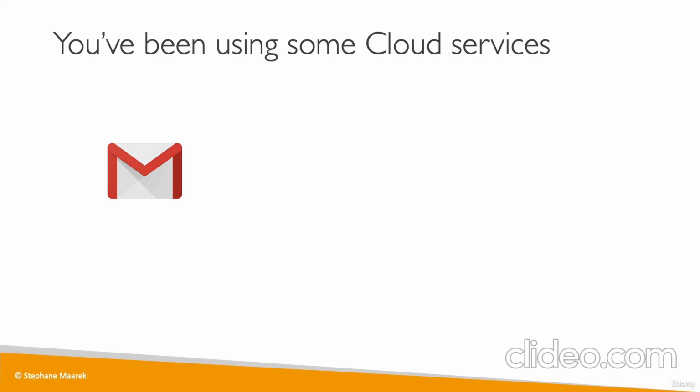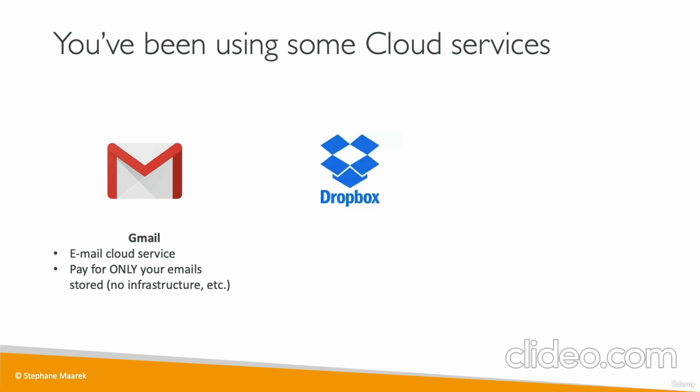So if you use a web client such as Gmail, for example, it's an email cloud service, and you're going to pay only for the emails you've stored. You're not provisioning servers when you use Gmail, you just use it. Maybe you've stored some data on the cloud, maybe through Dropbox, Google Drive, Google Photos, iCloud, I don't know. But with Dropbox, for example, it's a cloud storage service. You're going to put your files on Dropbox. And originally, fun fact, Dropbox was built on AWS.